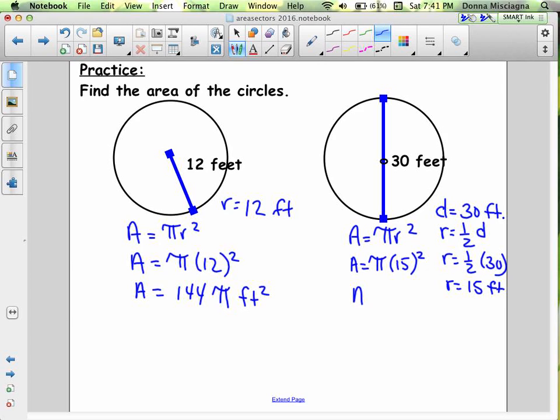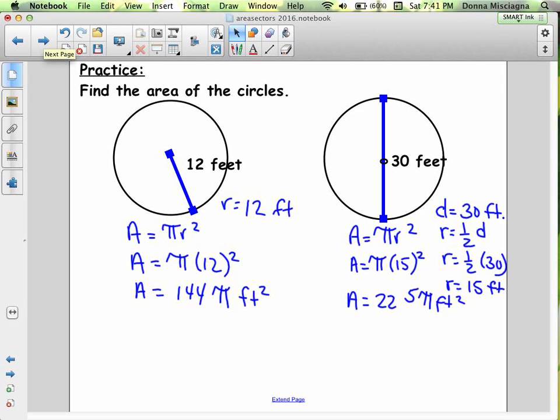15 times 15 is 225. Oops. Almost forgot to write the 5 in before I started to do the pi. 225, which makes the area 225 pi feet squared. And there we go. So there's an overview of finding the area of a circle. And hopefully that wasn't too bad for you.